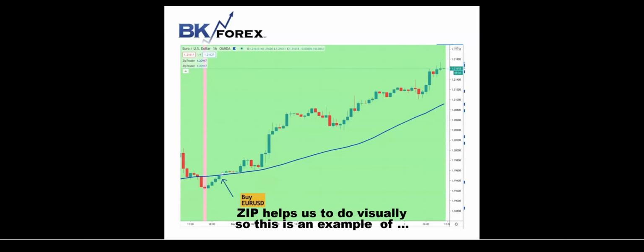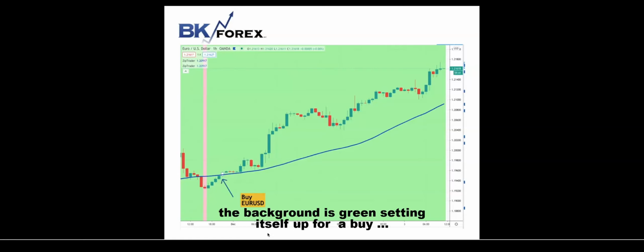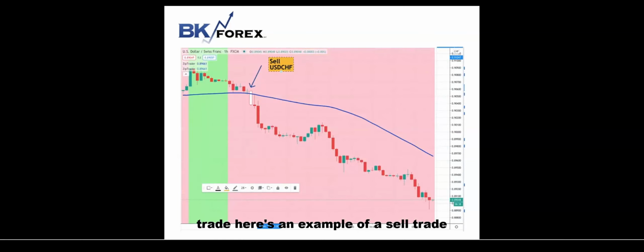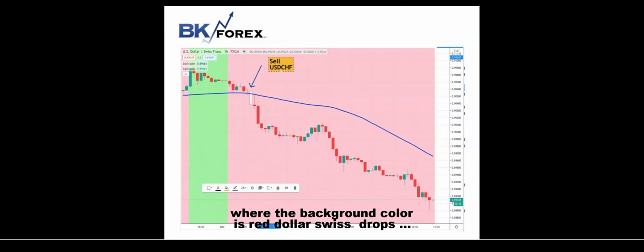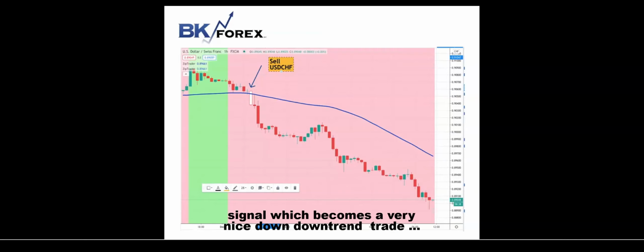So this is an example of euro dollar crossing above the indicator line. The background is green, setting itself up for a buy trade. Here's an example of a sell trade where the background color is red, dollar Swiss drops below the indicator line, triggering a sell signal, which becomes a very nice downtrend trade.